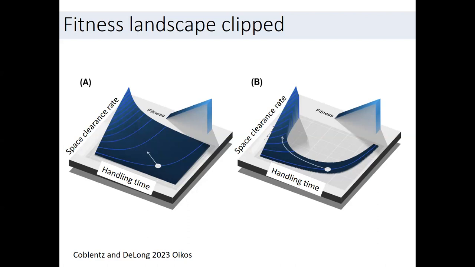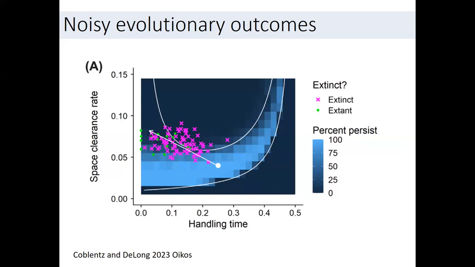Well, we did that using GEMS. We parameterized this system, started a population here, and let it go. What you need to see is space clearance over there, handling time here. These are all possible functional response combinations. The darker this background color is, the more likely the population went extinct. So you can see that all this black area, the population just can't support themselves, and they can persist in these blue areas.